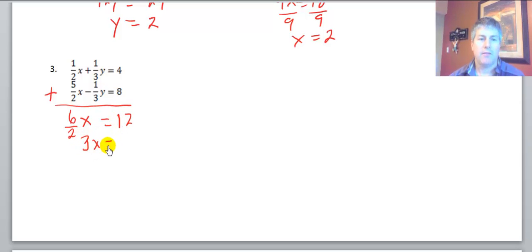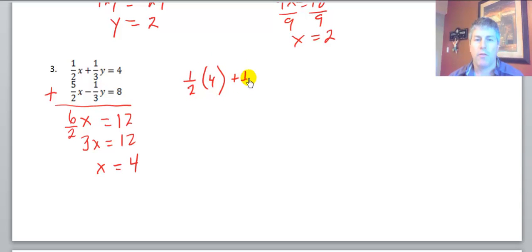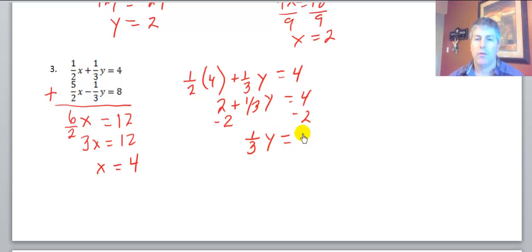So we get 3x equals 12, and dividing by 3, we get x equals 4. So I know my x value is 4. Substituting into either one of these equations, again, I'm going to choose the top one. 1/2 times 4 plus 1/3 y equals 4. 1/2 times 4 is 2. 2 plus 1/3 y equals 4. Subtract 2 from both sides. So I have 1/3 y equals 2.